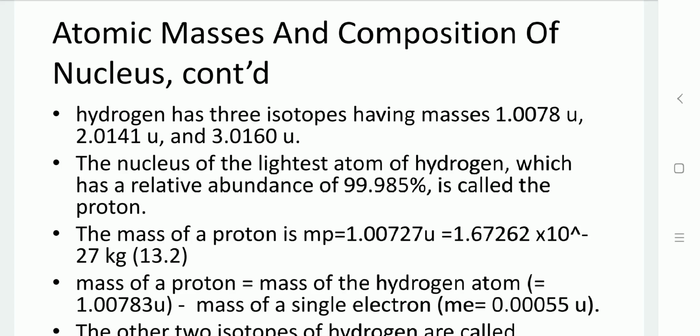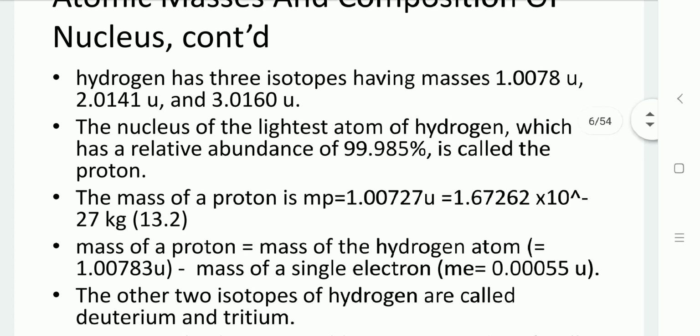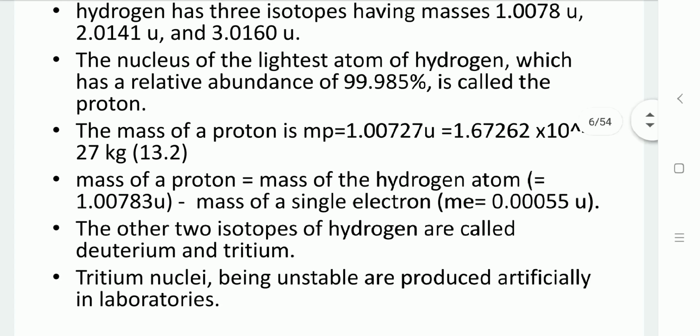Mathematically, the mass of a proton would be equal to the mass of a hydrogen atom minus the mass of an electron. That would be 1.00783 atomic unit minus 0.00055 atomic unit. Hydrogen has two other isotopes, known as deuterium and tritium. Deuterium is naturally available in the atmosphere, but tritium is artificially produced in laboratories, and it is unstable.